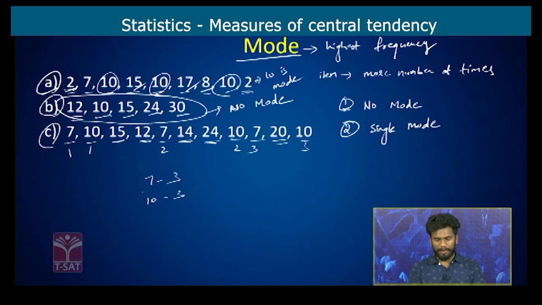So whenever 2 observations are repeating the same number of times and that is the highest number, then in that case we have dual mode. So for the C bit we have 2 modes, that is 7 and 10.